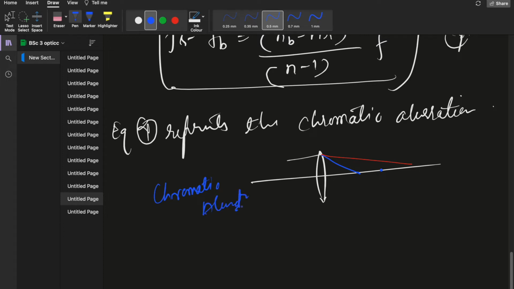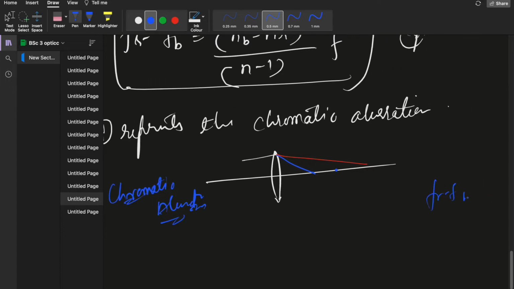We can say this is the case for chromatic aberration. So if we want to remove this, what needs to be done? This quantity, fr minus fp, must be 0. So when is this possible? This is possible only when this is a lens system. I'm not making any proper lens, this is just a lens system.